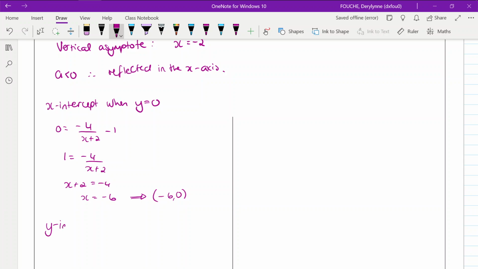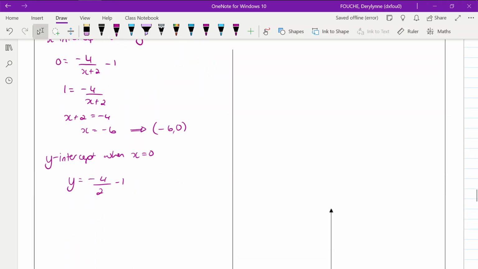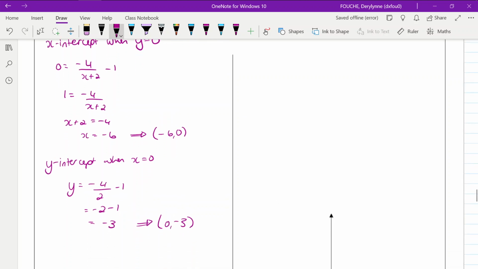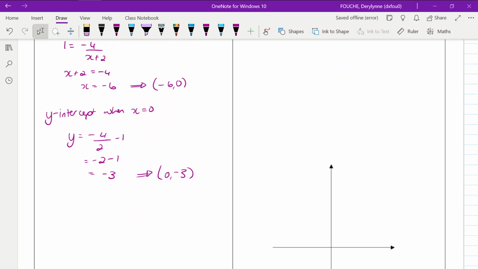We then look for our y-intercepts when x equals 0. So then we have y is -4 over 2, take 1, and that would be -2, take 1, which will be -3. So I have a y-intercept at 0, -3. Now, with this information, it's really hard to sketch this beast we call the hyperbola.